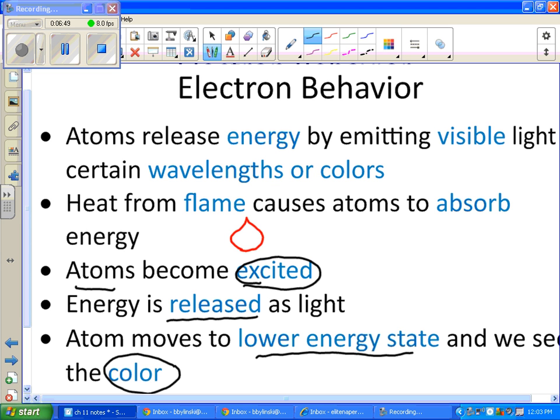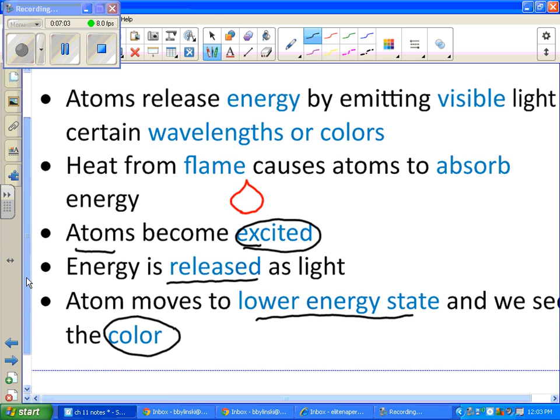So you're going to be sticking some solutions into a flame, okay? The atoms in that solution will become excited, energy is released as light, the energy goes down to a lower state, and you see that as color. So it's a pretty interesting lab.